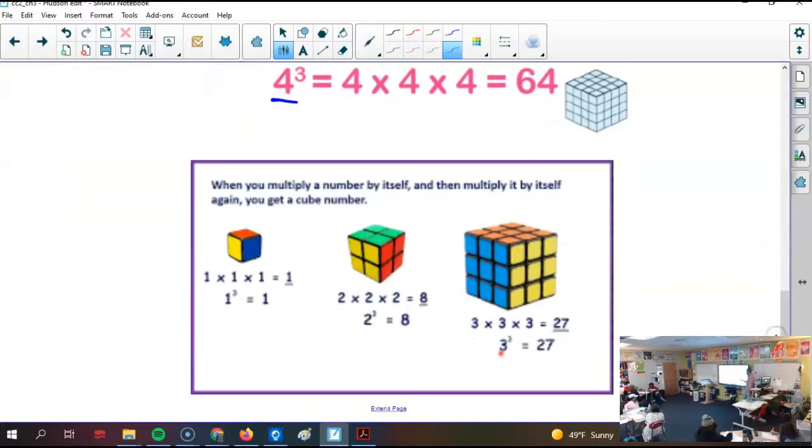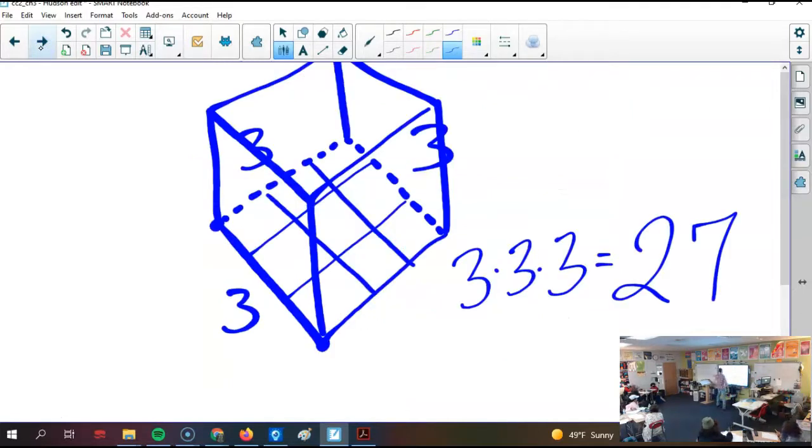Another example, Rubik's Cube. If you take apart a Rubik's Cube, it's actually missing the very middle because it's got the mechanism. But this face, 3 by 3, 3 by 3, it's a 3 cubed. A Rubik's Cube would be a 3 cube, depending on how big your Rubik's Cube is. All right, so now that we know this, we might be able to answer the first problem of our lesson.